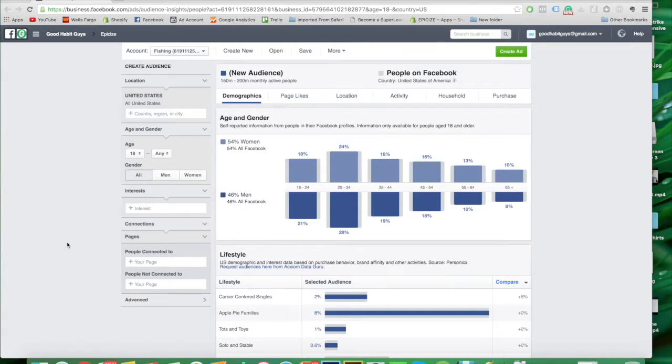Now, basically what we're gonna go through here today is really how to find the buyers in your niche, how to find the audiences, the interests that consist of people that are more likely to convert, okay?